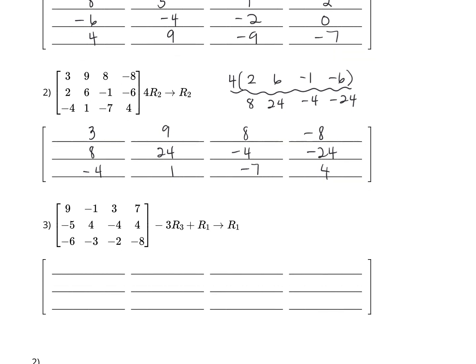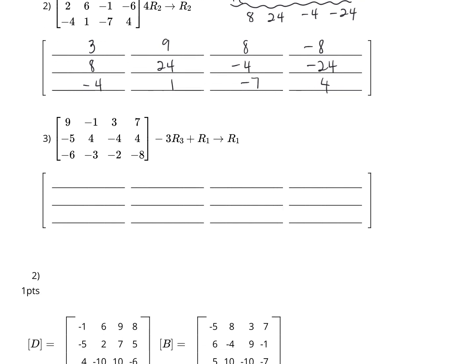All right, the third one, they want us to do negative 3 times row 3, then add that to row 1 and replace row 1. So let's see, negative 3 times row 3. So negative 6, negative 3, negative 2, negative 8. So it'll be 18, 9, 6, 24. So that's our row 3 after we multiply through by negative 3.